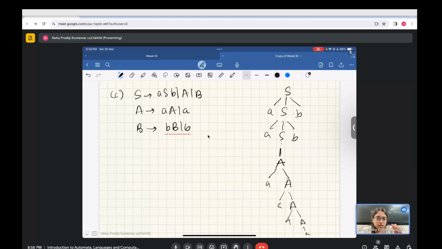In this case, the language would be a to the k, a to the p, followed by b to the k, where k is greater than or equal to 0, because it is possible that I don't use this ASB at all and I directly use A, or I directly use B. So that is possible, hence k can be greater than or equal to 0. But what can we say about p? In this case, A has two productions. One is A gives the terminal a followed by the non-terminal A, or it gives you simply the terminal a. So it doesn't give you epsilon, hence p cannot be 0. So p has to be at least 1, because of this condition that A gives a terminal a.